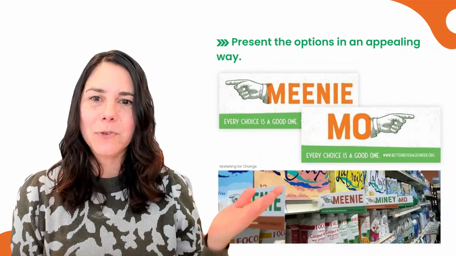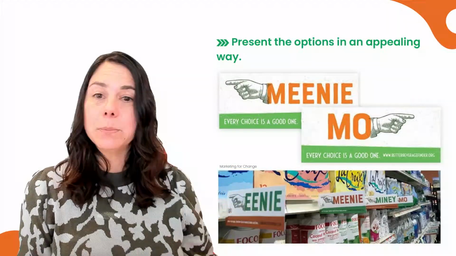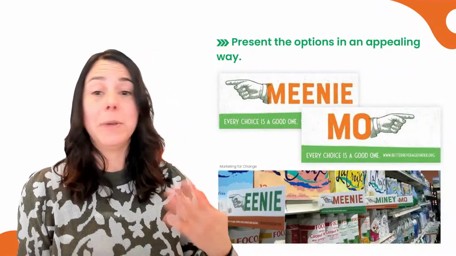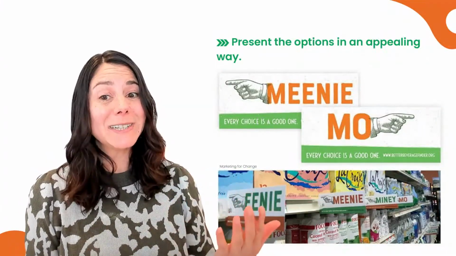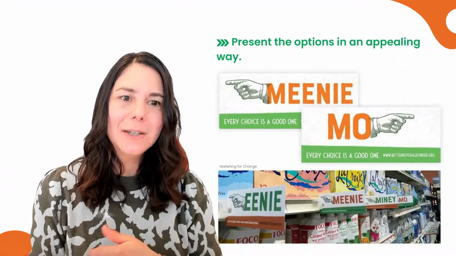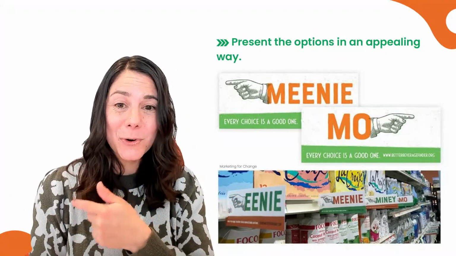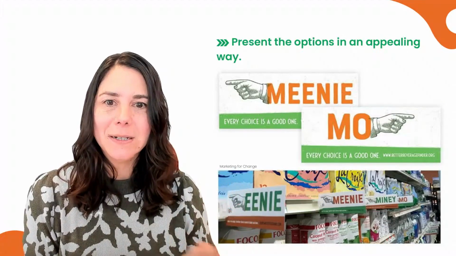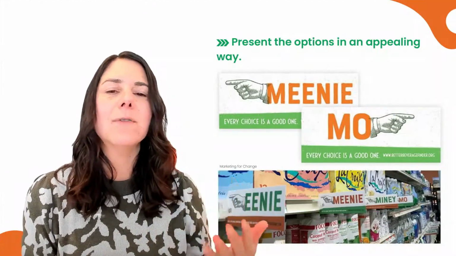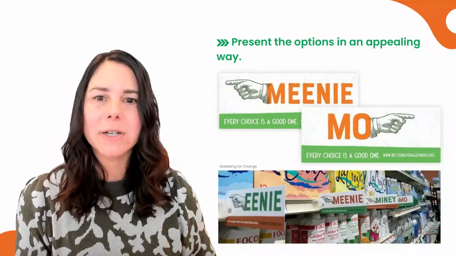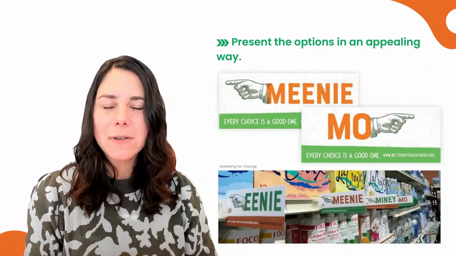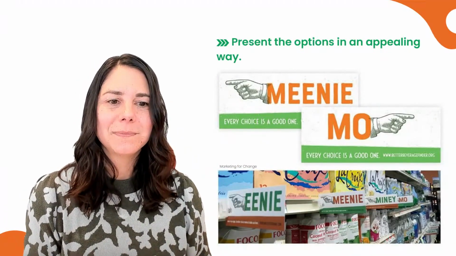This is a great example from Marketing for Change, encouraging people to choose better beverages, being ones that are still super tasty, but not so sugary. So they drew attention to different options, just like the slide I showed before, and made it appealing. Eeny, meeny, miny, mo. Every choice in this category is a good option. Make your life easy. Go ahead and choose one.